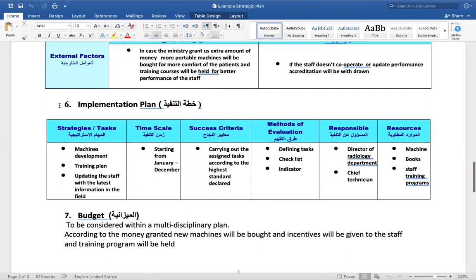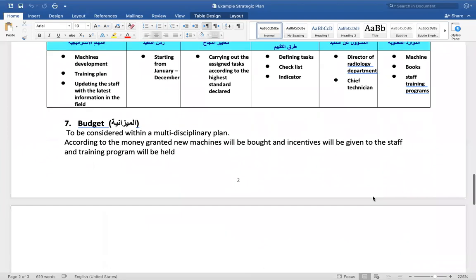After that, they do the implementation plan. They have to put their goals, strategic tasks, and then they have to put a period of time. Also indicators to measure if they are going in the right track, to measure their success, and method for evaluation and monitoring. And they have to put a responsible person to monitor the plan and to be sure it's implemented right. And also the required resources for them. Also they can put the budgeting.